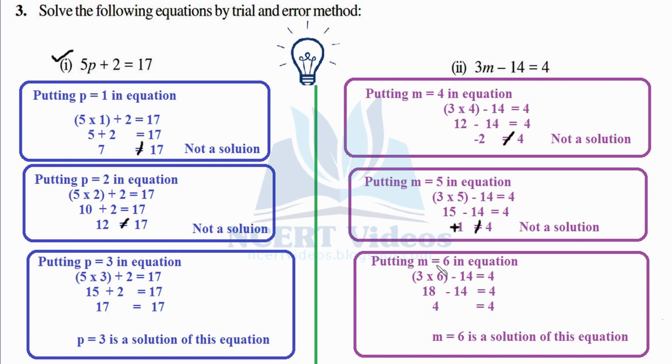Now let's put 6. When we put 6, you get 6 3s are 18, rest is same. We are just writing the same thing. Now 18 minus 14 is equal to 4. Yes, by our trial and error method, we deduced that if we put the value of m equal to 6 in this equation, then m equal to 6 is a solution of this equation because left hand side equals right hand side is verified. So this makes our second, and that was your third.